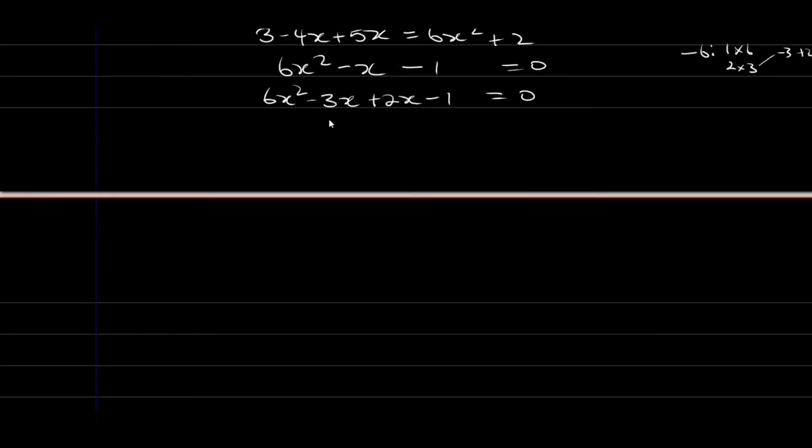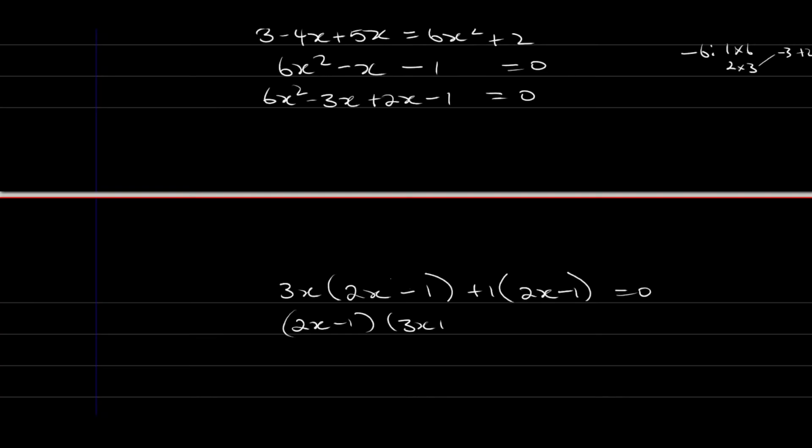And let me add a new page. This one here is going to be 6x squared minus x minus 1 equals, oopsie, that's not what I'm doing, I'm factorizing. So 3x into 2x, so minus 1. And then I can see the exact same thing, so I'm going to say plus 1 here, and 2x minus 1 equals 0. So this means I have 2x minus 1 as one factor, and then 3x plus 1 as the other factor equal to 0.